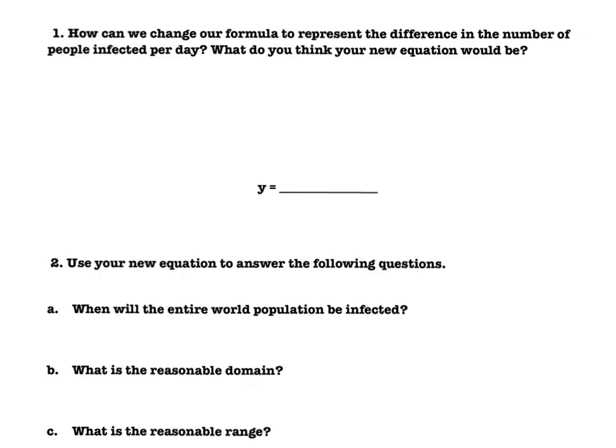Let's see how we did with some of our new information. So how can we change our formula to represent the difference in the number of people affected per day? What do you think your new equation will be? So let's take a look at the new information that we were given. I'm going to start by setting up a table with some x and y values here.